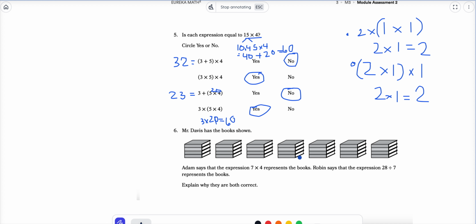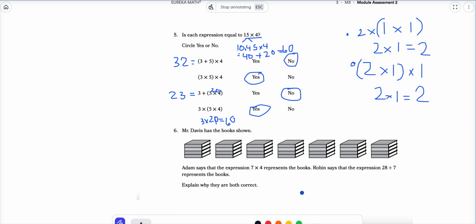Good. Mr. Davis has the books shown. Adam says that the expression 7 times 4 represents the books, and Robin says 28 divided by 7 represents the books. Why are they both correct? How are they both correct?